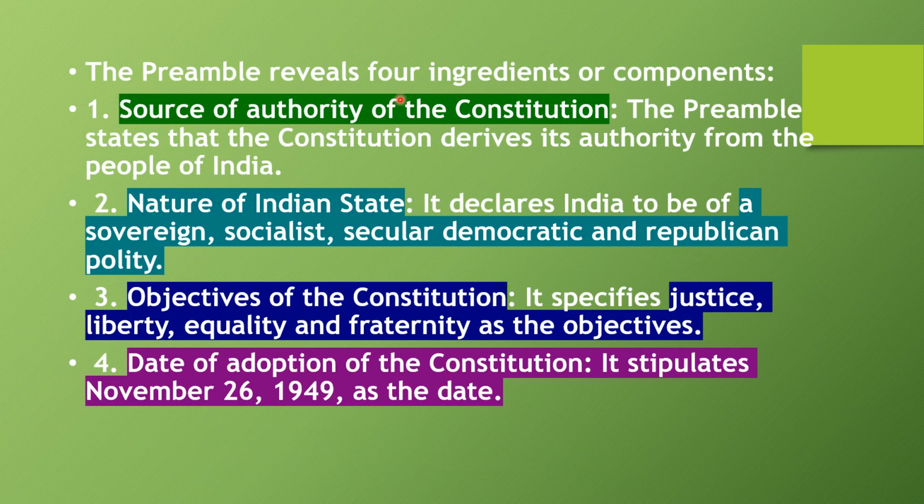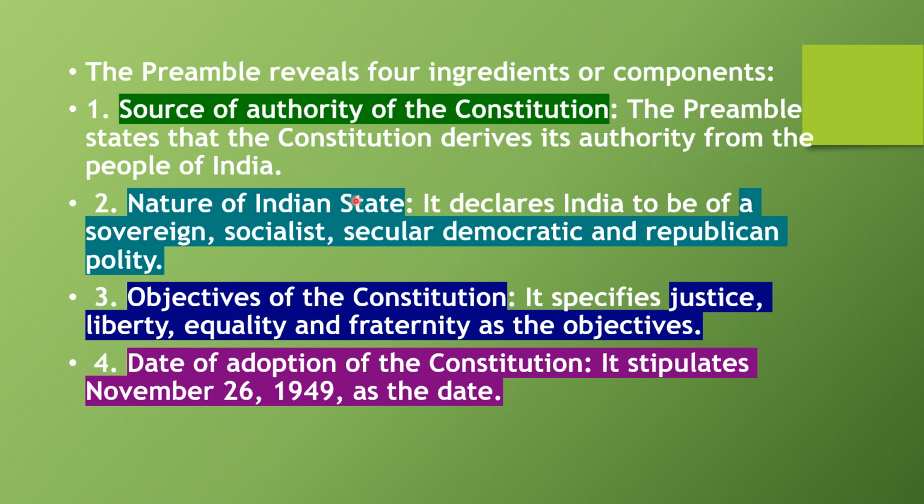Now the preamble reveals 4 ingredients or 4 components. What are the 4 ingredients or 4 components? First of all, the preamble mentions the source of authority of the constitution. So what is the source of authority of the constitution? Who gave power to make this constitution? It is none other than we, the people of India. We gave the Constituent Assembly the power to make Constitution of India. So the source of authority of the Constitution is we, the people of India.